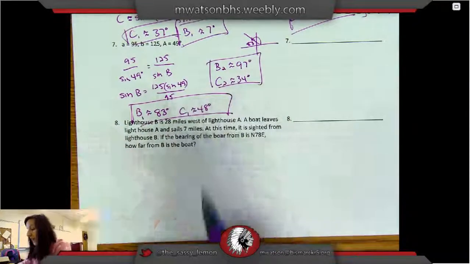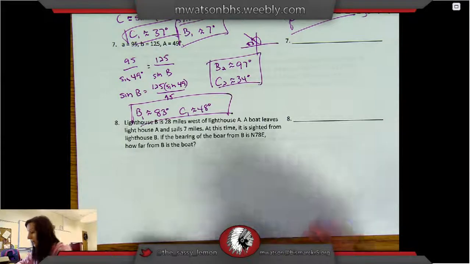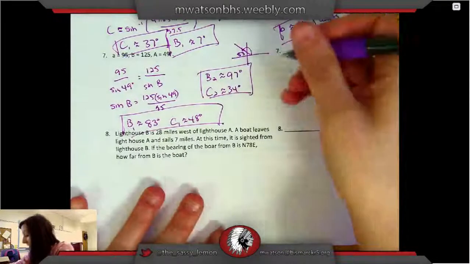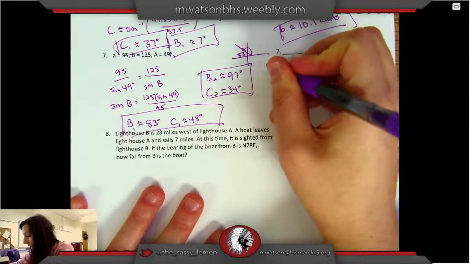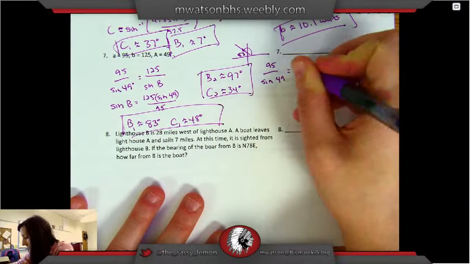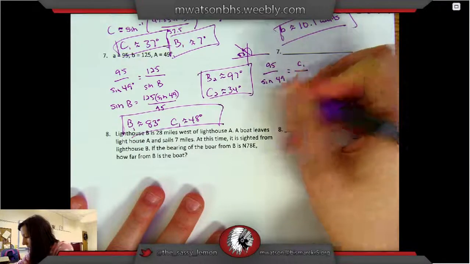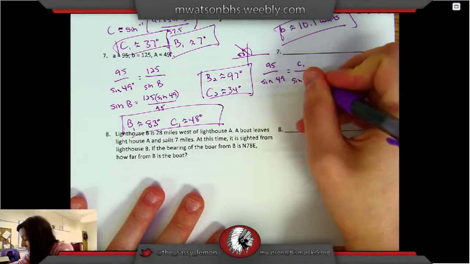So we still have a missing side length. We have a missing side length C, and since we have two triangles, we're actually going to have to find two missing side lengths C. So we're going to have two proportions here. Start with that same known ratio, 95 over sine 49 equals, and we're going to find little c sub 1. So we have to use this angle, sine of 48.